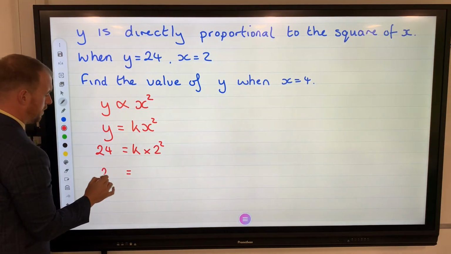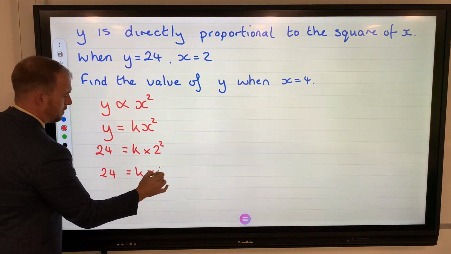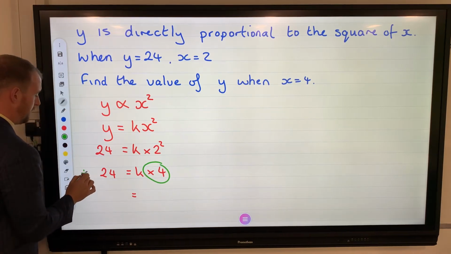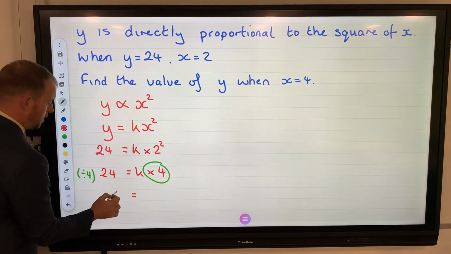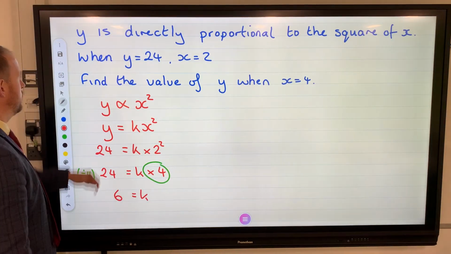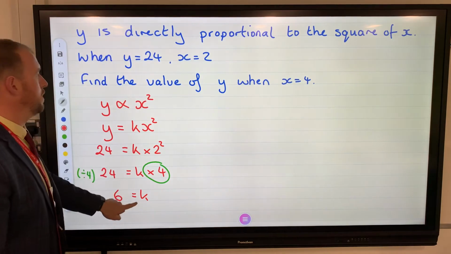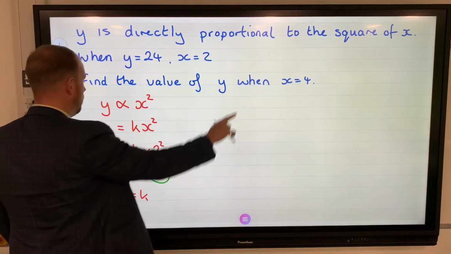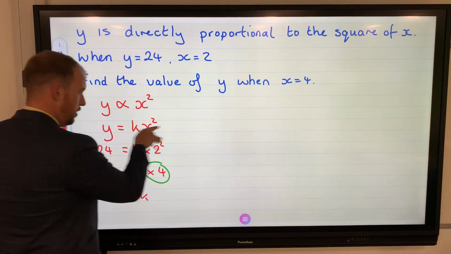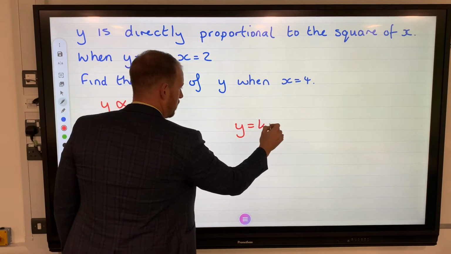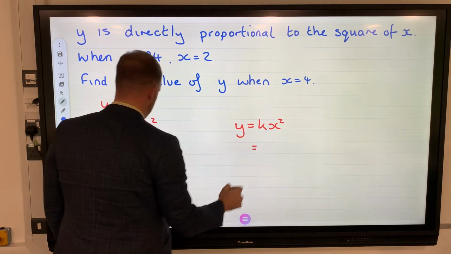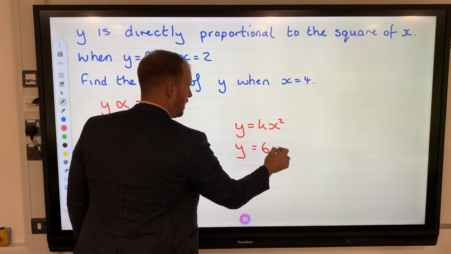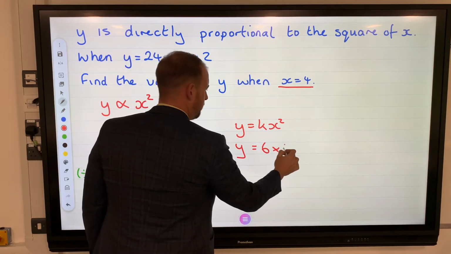Well, 2 squared is 4, so let's do that step there. It's the constant times 4. Then, inverse operation, I can divide by 4, which makes the constant 6. So I've used this information to find my constant. Now that I've got my constant, I can find the value of y when x is 4. So I'm going to use this formula here, y equals k times x squared. The k is 6, and we don't know what y is, so y equals 6 times, well, x equals 4, so that's 4 squared.